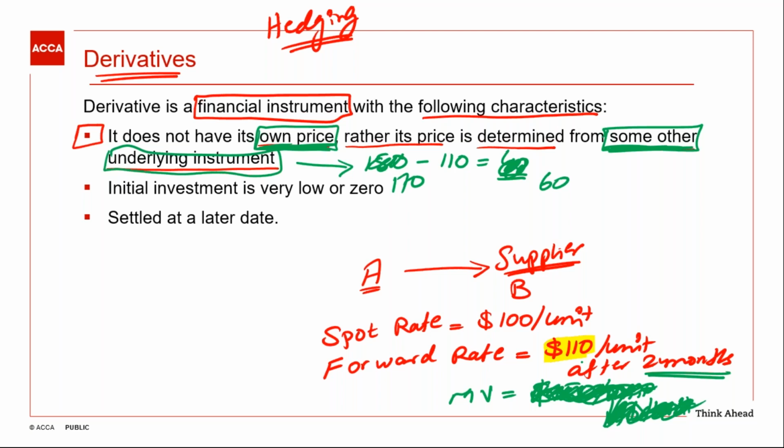Salman is asking, sir, why do we compare to the market value? Salman, because if I would not have signed the contract, I would have purchased the laptops for 150. But because of the contract, I'm getting them at 110. So the gain to me because of the contract is actually $40. So this is why we are comparing it with the market value.